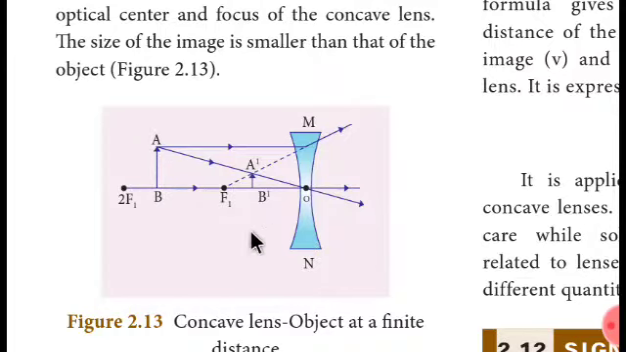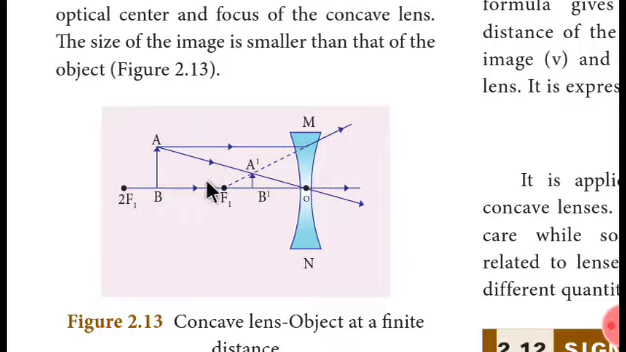If the focal length is 5 centimeter, then the center of curvature will be 10 centimeter, and this object might be kept at some distance like 8 centimeter, something like that, right? So that is a finite distance. The object is kept at 8 centimeter, and the object size is AB, and here the image size is A dash B dash.